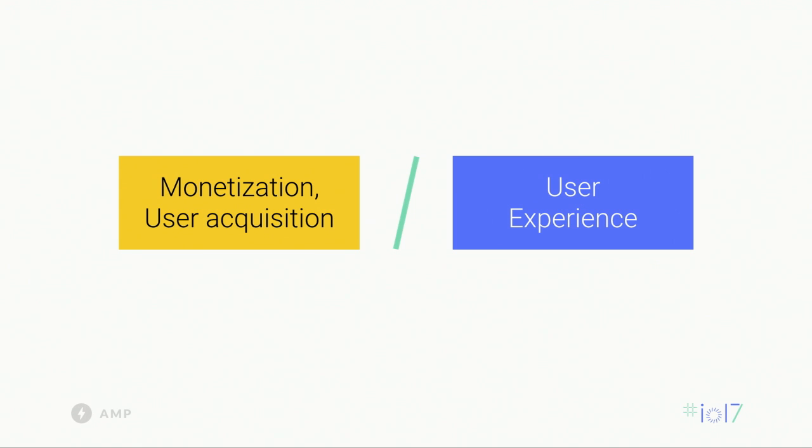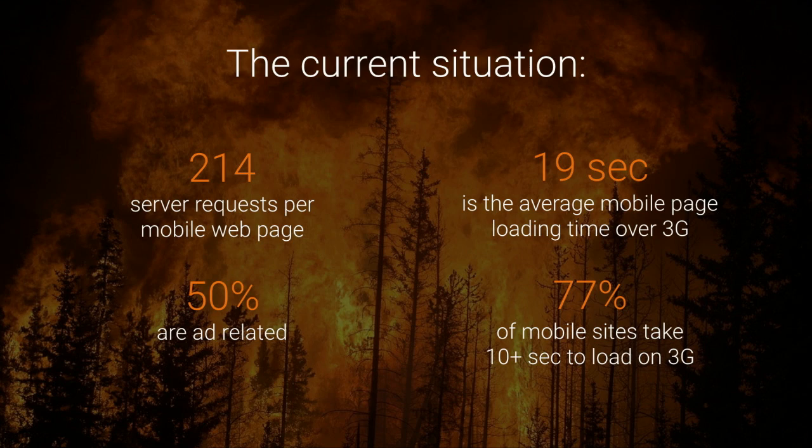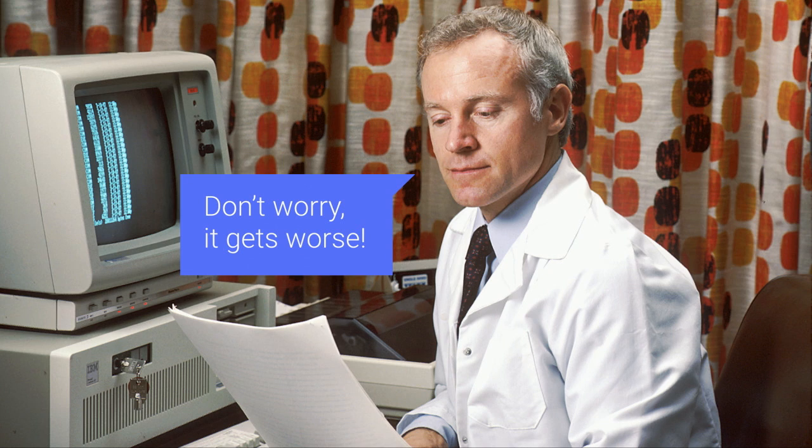And we just had that, so I'm going to skip this. Now, the current situation is pretty bad. We have over 200 server requests per mobile web page on average. And 19 seconds is the average mobile page load time over 3G. Out of those 19 seconds, 77% of all mobile sites take longer than 10 seconds to load. But don't worry, it gets worse.